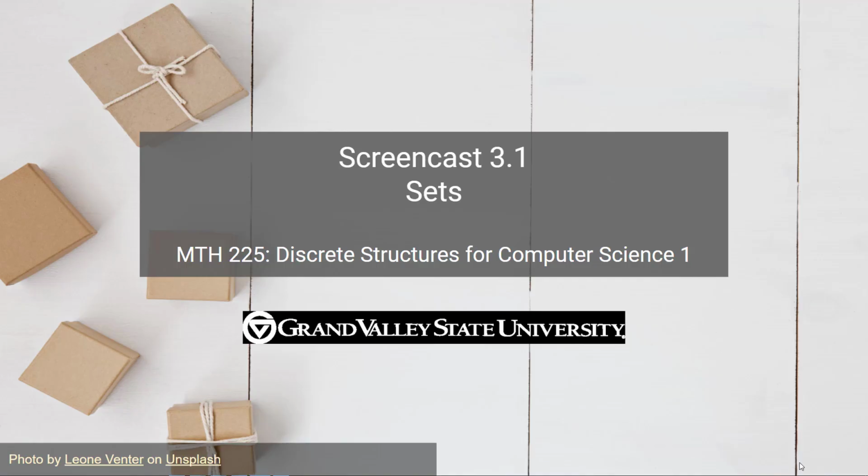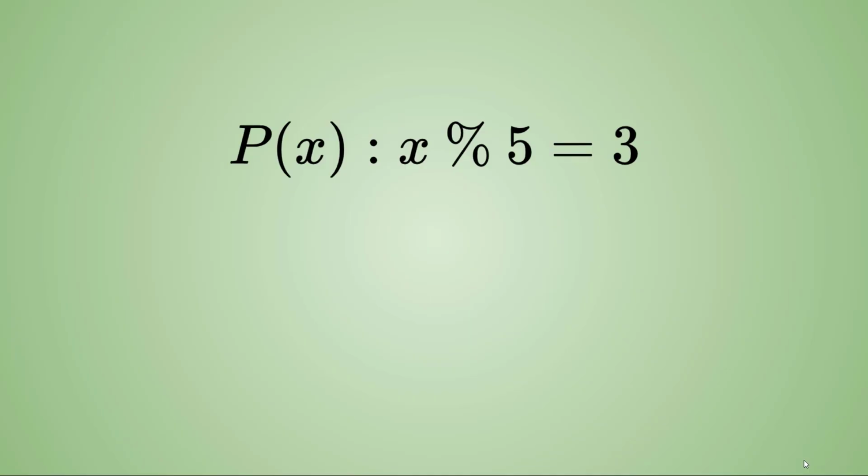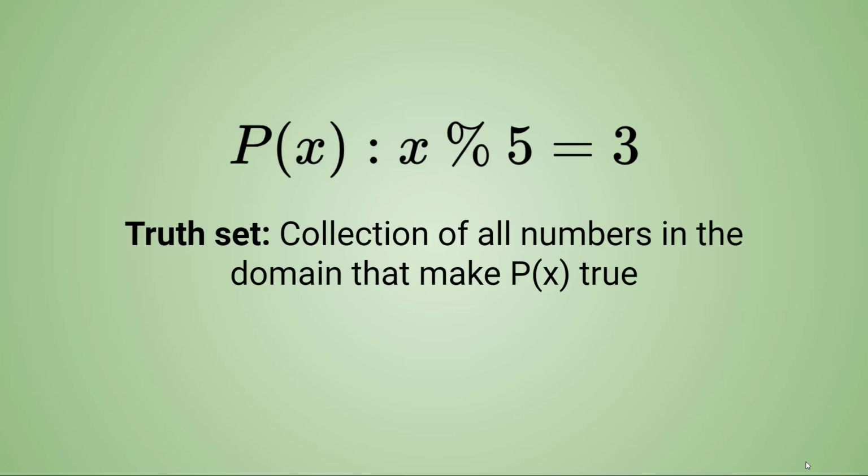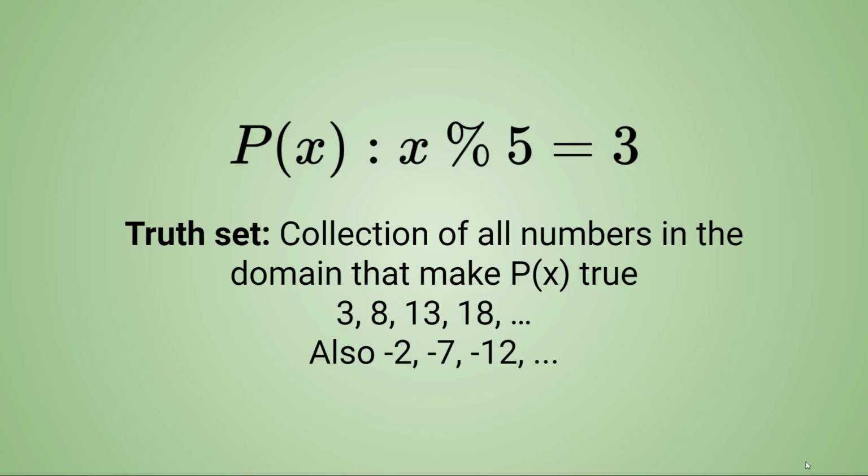We've actually already encountered this idea more than once in the previous videos. For example, when we introduced predicates, we talked about their truth set. This was the collection of all input values that makes the predicate true. For example, the truth set of the predicate p of x, which is the statement that x mod 5 is 3, consists of the numbers 3, 8, 13, 18, and so on, as well as -2, -7, -12, and so on. We need a handy and precise way to talk about this collection, and that's what a set gives us.